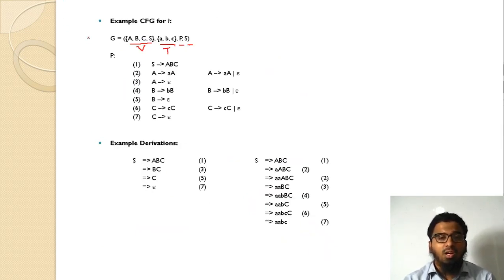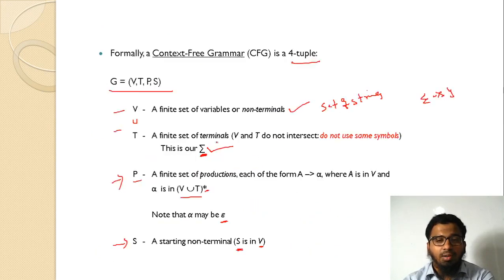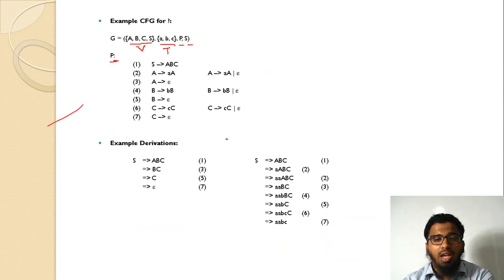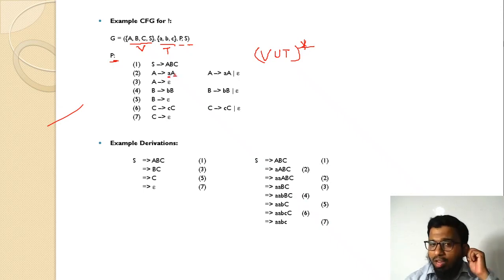Okay, so here what is the CFG here? If S is ABC or A is small a and capital A. So what is this production? How are we getting this production? Like as we said here, V union T, as we said here, V union T closure. Okay, VT. So this one is a T and this one is a V.